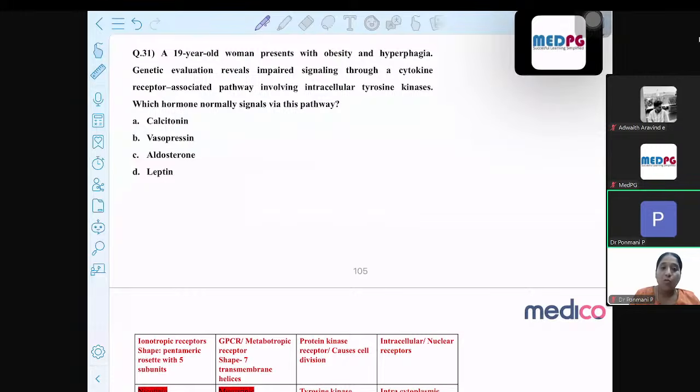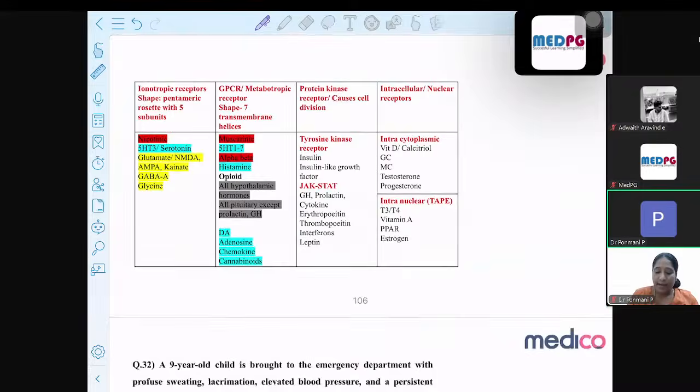Okay, so now moving on to the next question, which is question number 31. A 19-year-old woman presents with obesity and hyperphagia. Genetic evaluation reveals impaired signaling through, and this is a keyword, a cytokine receptor associated pathway involving intracellular tyrosine kinase. So you need to remember which hormones or neurotransmitters act via which receptor. In this tabular column, I have given the entire list of neurotransmitters.